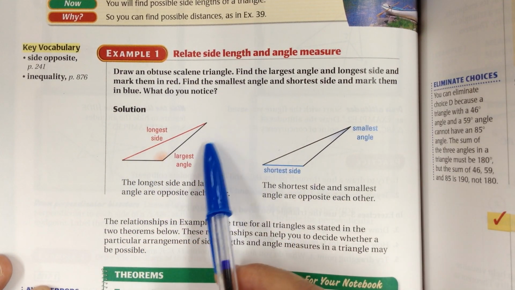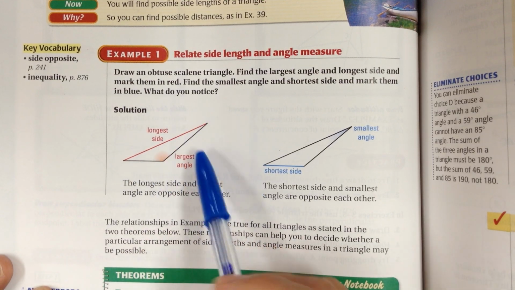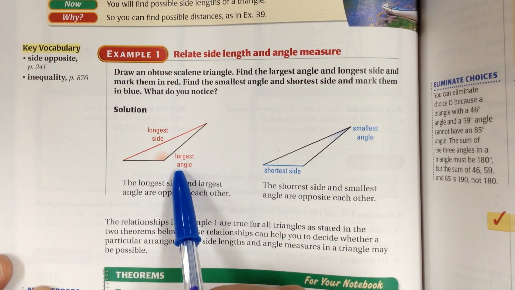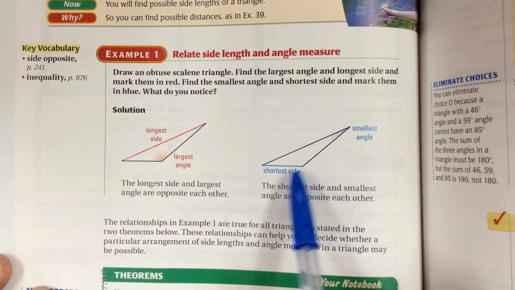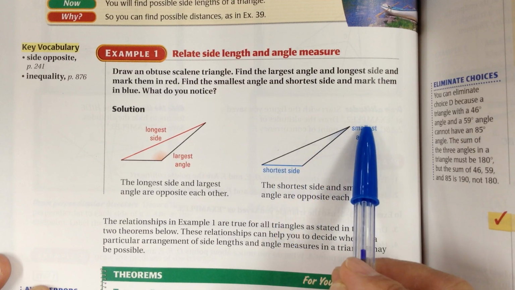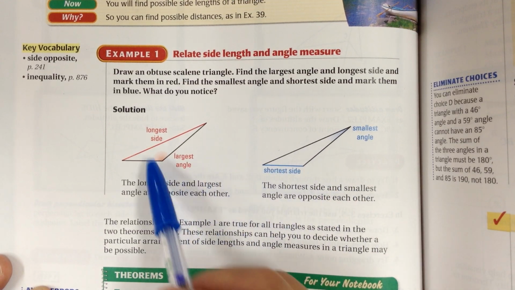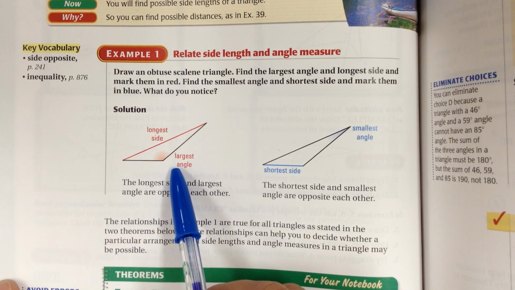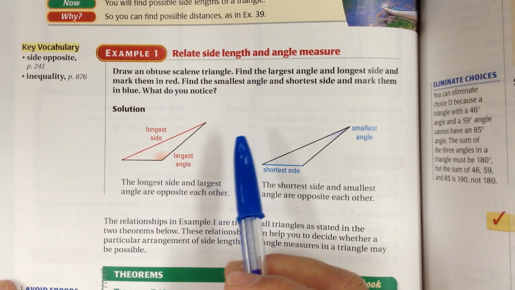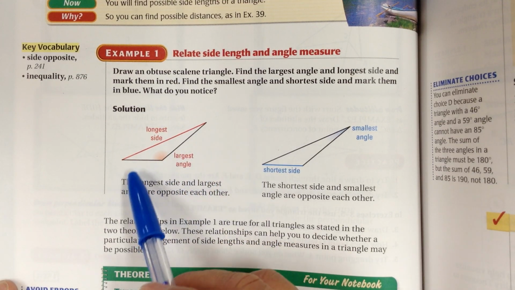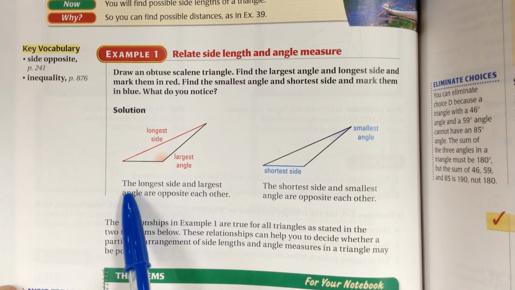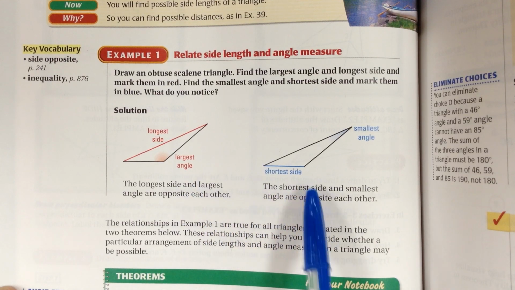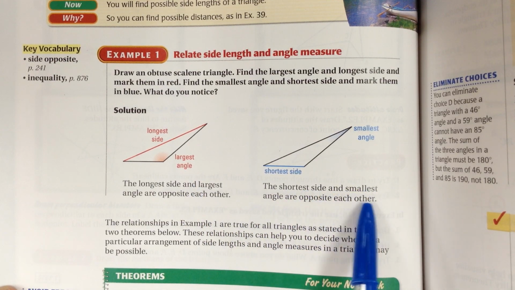What did you notice? Okay, so the solution is, notice that the longest side is always facing the largest angle. The smallest angle always faces the shortest side. Again, it's a little bit common sense, right? And the medium length will face the medium angle. So the longest side and the largest angle are opposite each other. They face each other. The shortest side and the smallest angle are opposite each other.